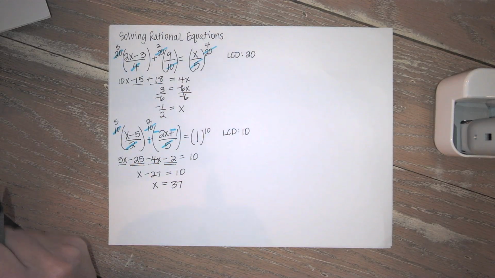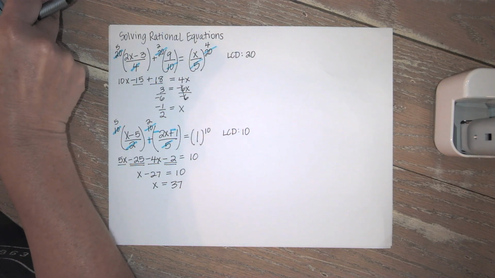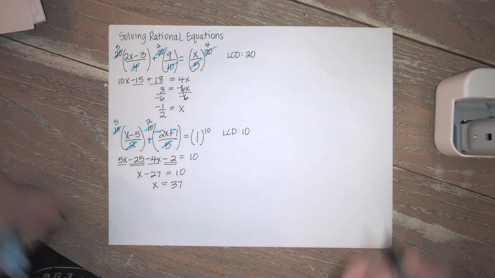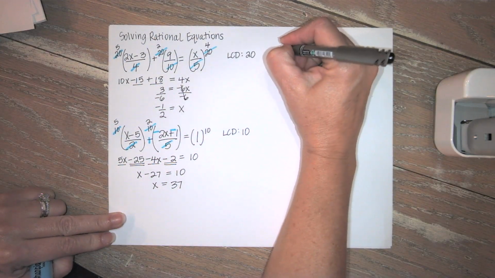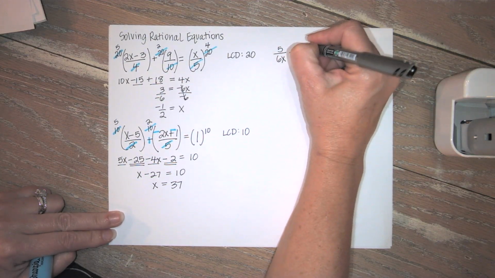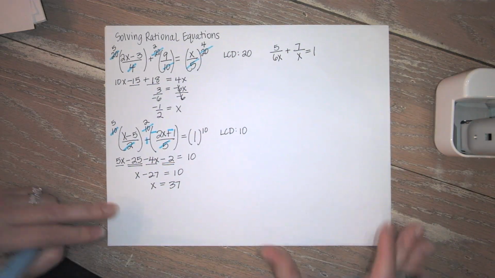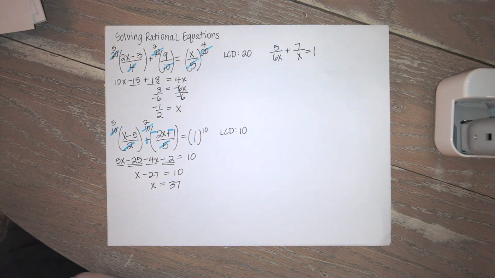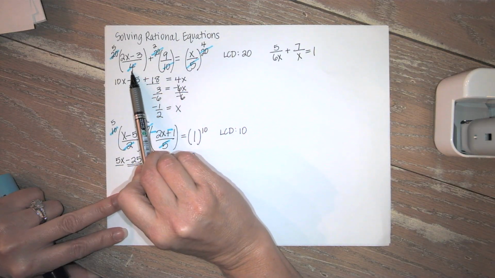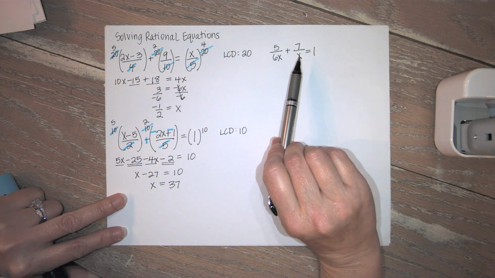Alright, on my next problem, let's see here. I'll do it up here, 5 over 6x plus 7 over x equals 1. Okay, now things are changing right here because on the first two we only had number denominators, and here we have some variables in the denominator.